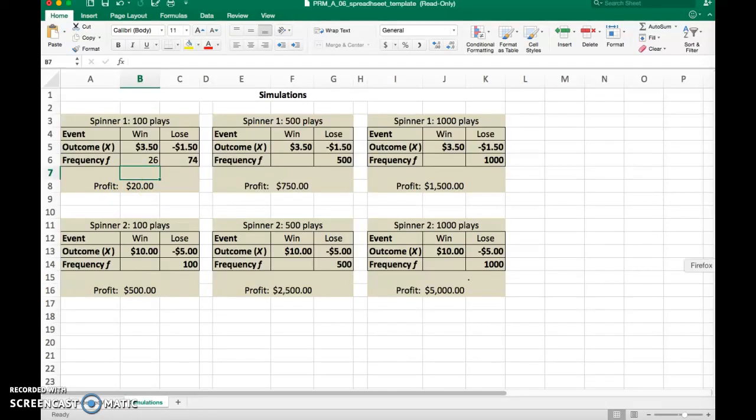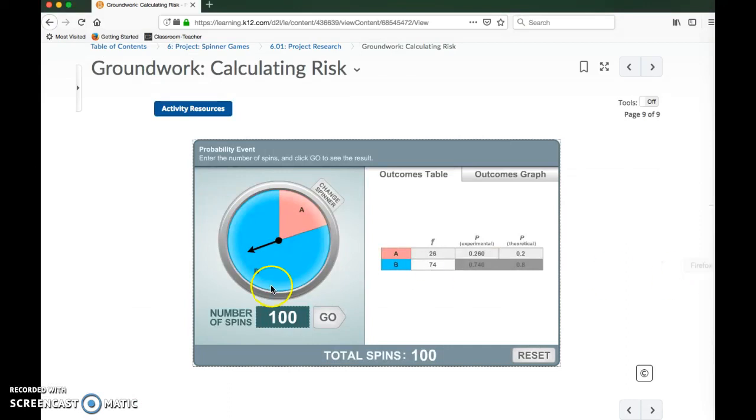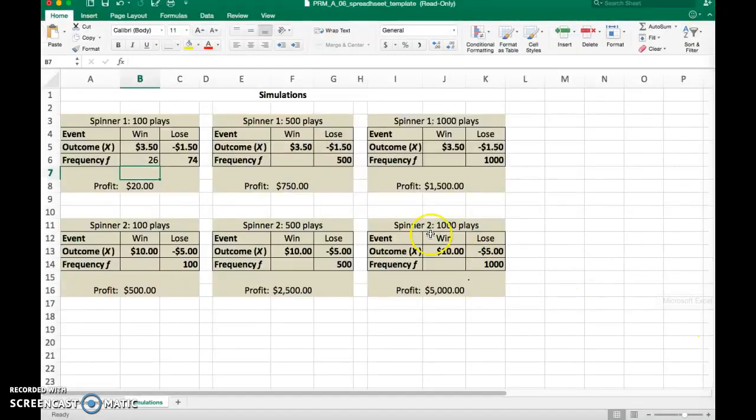Okay, I'm going to go back to my spinner. This time I'm going to say 400 spins, because I've already spun it 100 times. So this time I want to spin it another 400 to get to 500. Total spins 500. There it is. Again, copy these numbers down: 111, 389. And your profit is done.